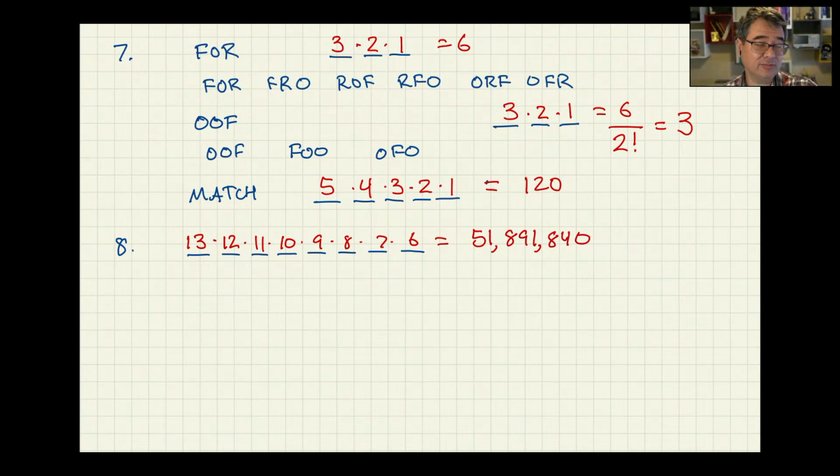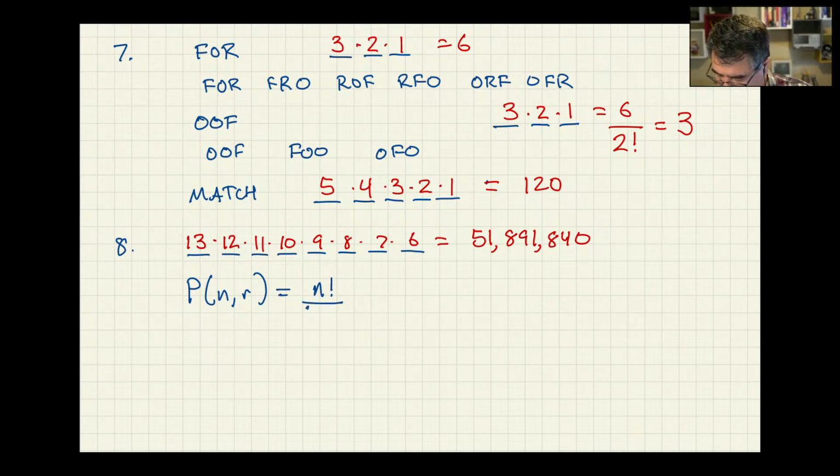But there's a formula for doing permutations, and you've probably seen that formula. The number of permutations given a number n, which is how many you're picking from, and then r, which is how many you're picking out of that set. So you're picking r items out of a set of n items. And the formula is n factorial over n minus r factorial.